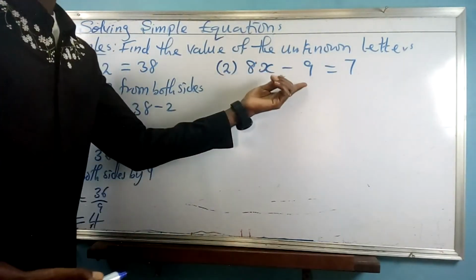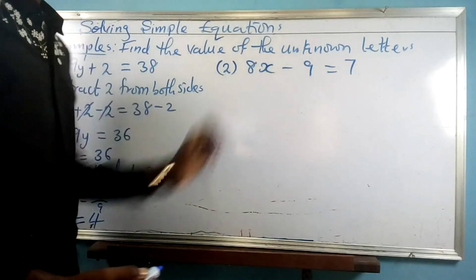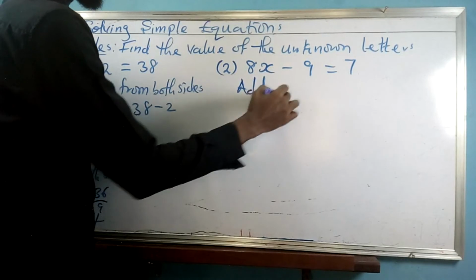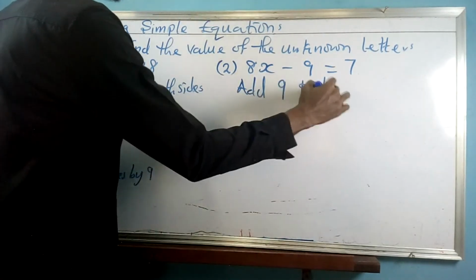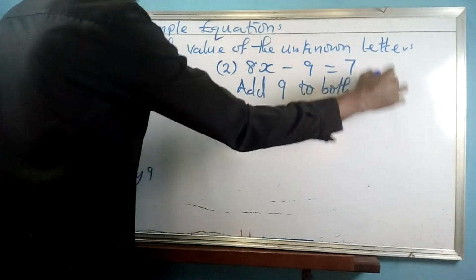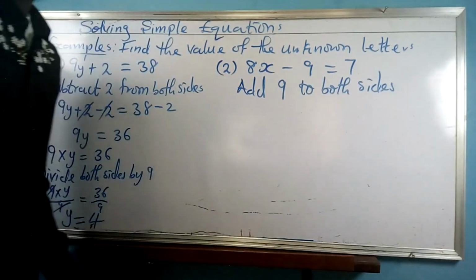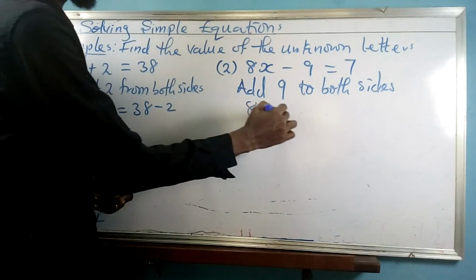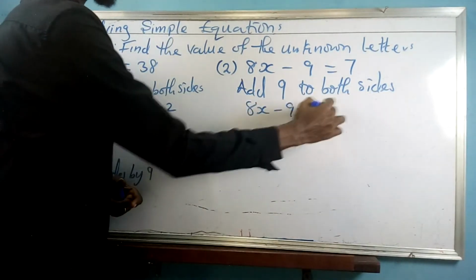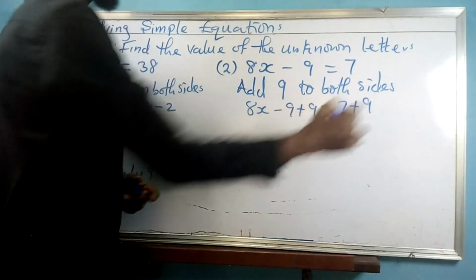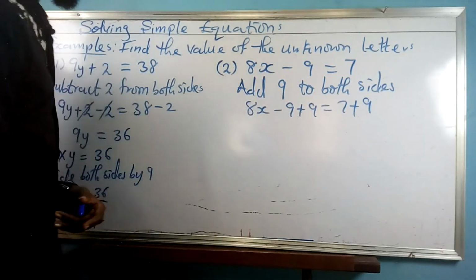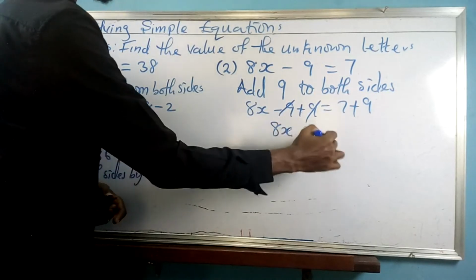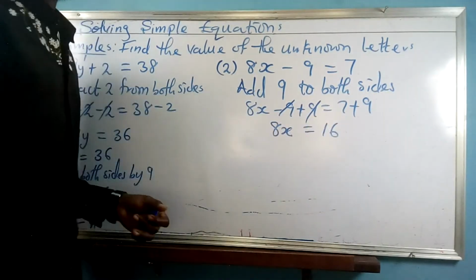This is minus 9. What are we going to do to both ends to make it balance? I'm going to say add 9 to both sides. Add 9 to both sides. Do you remember that? So when we add 9 to both sides, we're going to have 8x minus 9 plus 9 equals 7 plus 9. Do you see that? So this one we're going to have 8x alone here is equals to 16 when we had it in the other side.